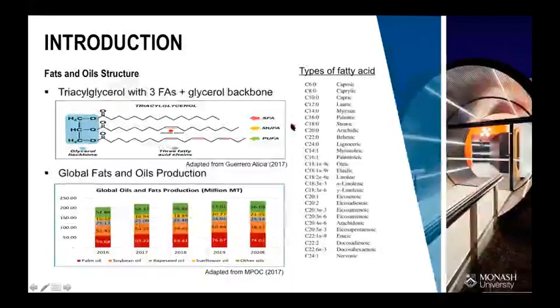So we can see from here the possibilities that we can have a diverse range of triacylglycerols because of the vast variety of these fatty acids. Today I'm going to share with you more on these triacylglycerol species. And this just goes to show the trend of global oil production in the world. We can see that gradually the production of fats and oils increases, with palm oil, and apart from that soybean, rapeseed, sunflower, and also the other types of oil.